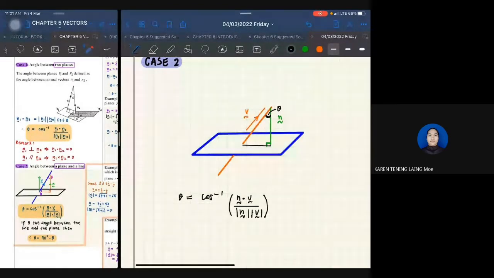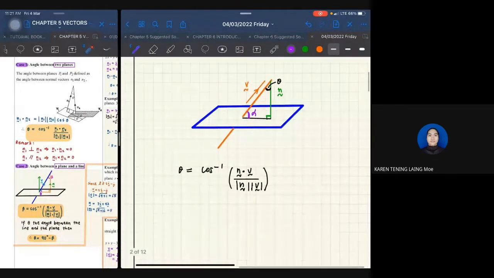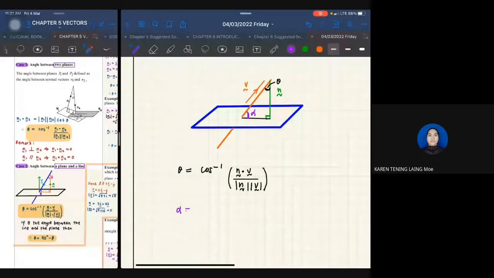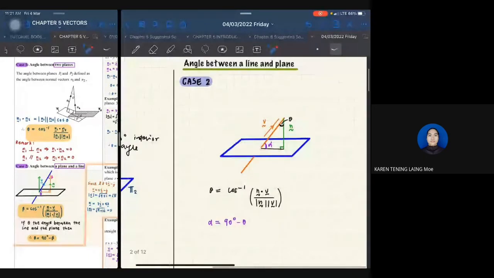Tapi soalan tak nak theta. Soalan minta kita cari, let's say this one, saya namakan dia sebagai alpha. Okay, so nak cari alpha senang sahaja. So alpha is equal to 90 degree minus theta. Dapatlah awak punya angle dekat sini. Itu sahaja. Okay, ada soalan tak? Untuk case number 2.